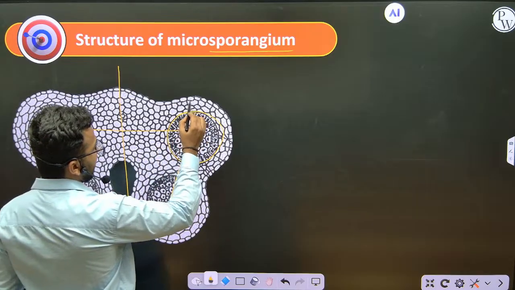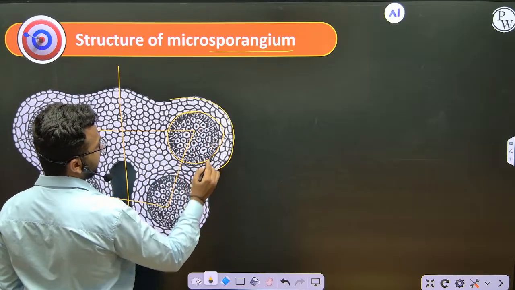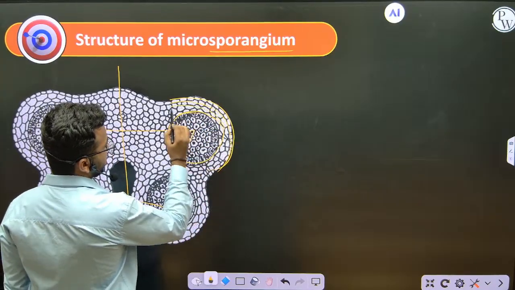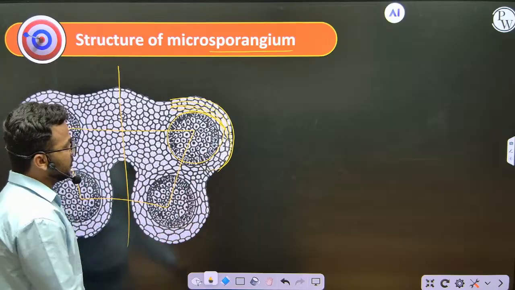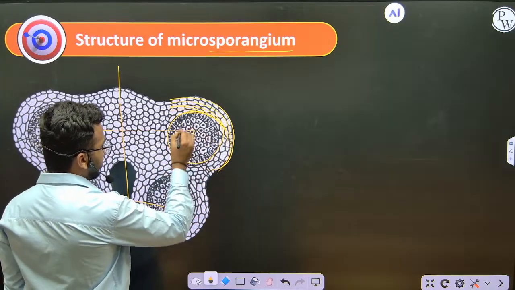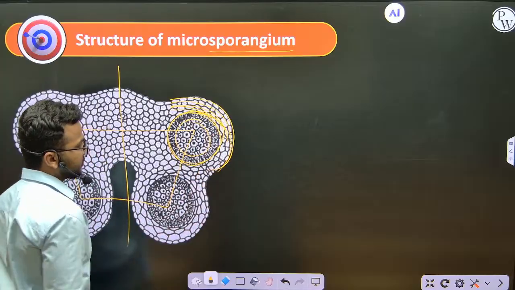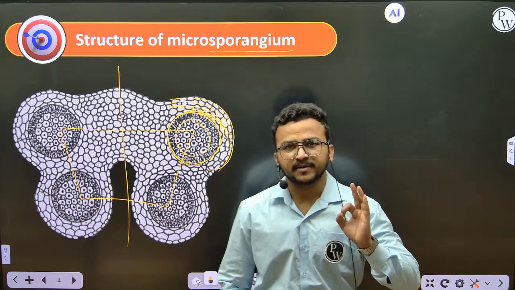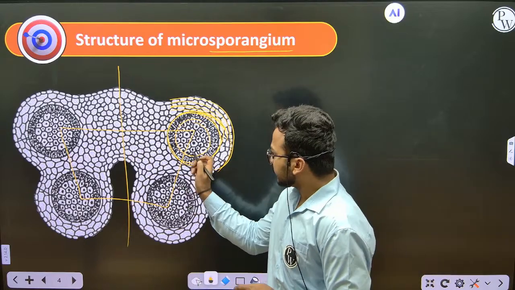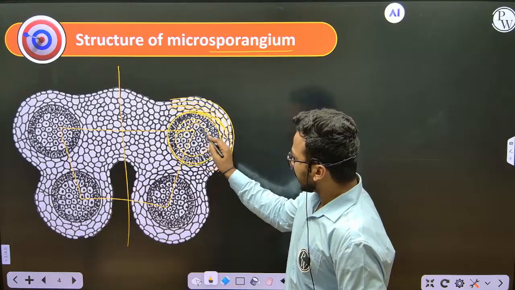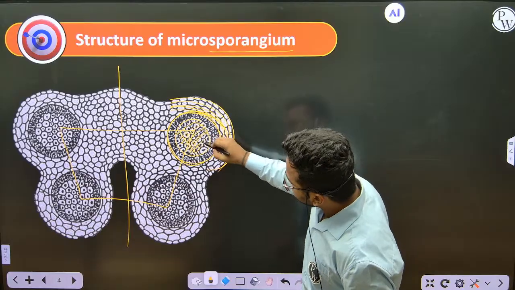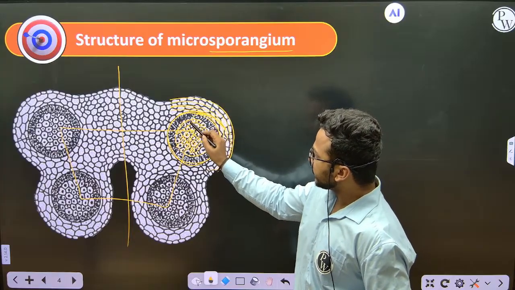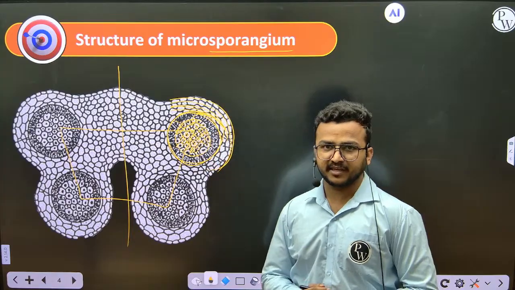It has four wall layers. The outer one is the epidermis, next to that is the endothecium, and next to that are the middle layers, two to three of them. Next, the dense cytoplasm, the innermost layer, is the tapetum. The tapetum is the nourishing tissue, which gives nourishment to the developing pollen grains present here.